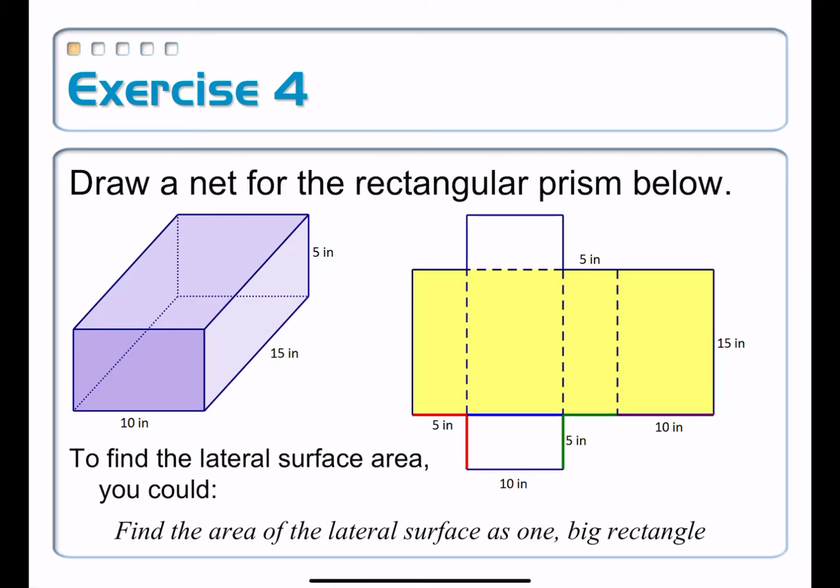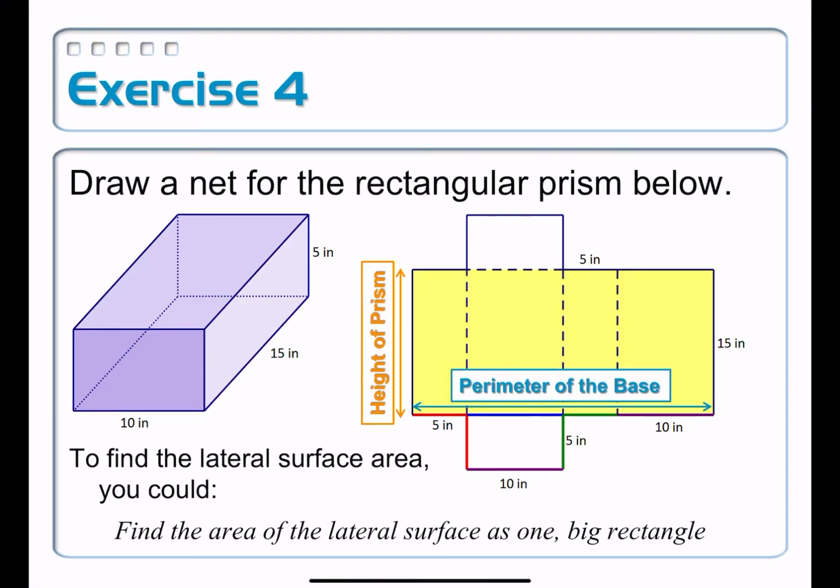What did we just find? If we add up all of these segments here, the red one, the blue one, the green one, and the purple one, I get the same thing as the perimeter of this base that's right here. I didn't put the purple one down. So that's how you can find the lateral surface area very quickly. You take the height of the prism and multiply it by the perimeter of the base, because the perimeter of the base is basically the length of that very long rectangle, because it's got to wrap around the outside, or the perimeter, of that base.